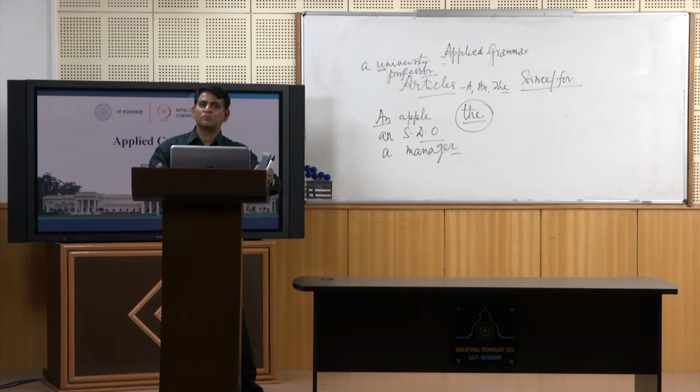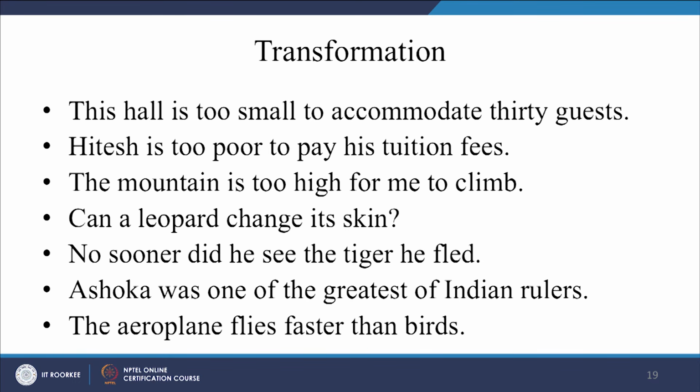And then comes transformation. Sometimes people also use sentences like, this hall is too small to accommodate 30 guests. The meaning is the hall is so small that it cannot. So whenever there is too, the meaning is negative. Can a leopard change its skin? Now see, the sentence is an interrogative, but the meaning is negative. A leopard cannot change its skin.